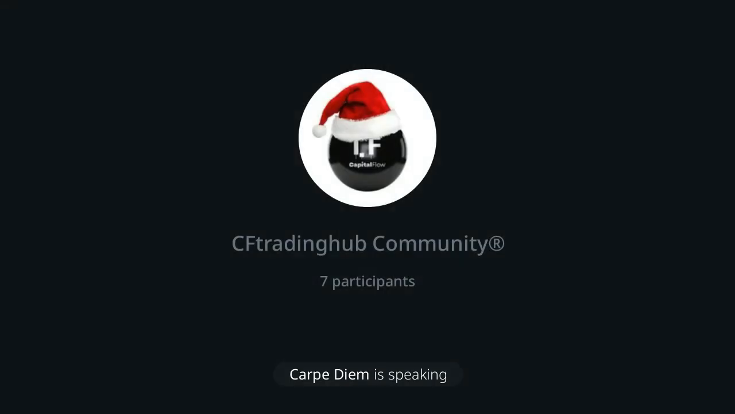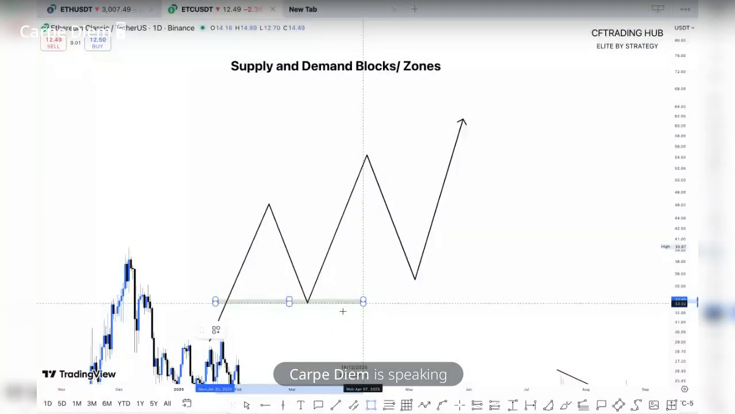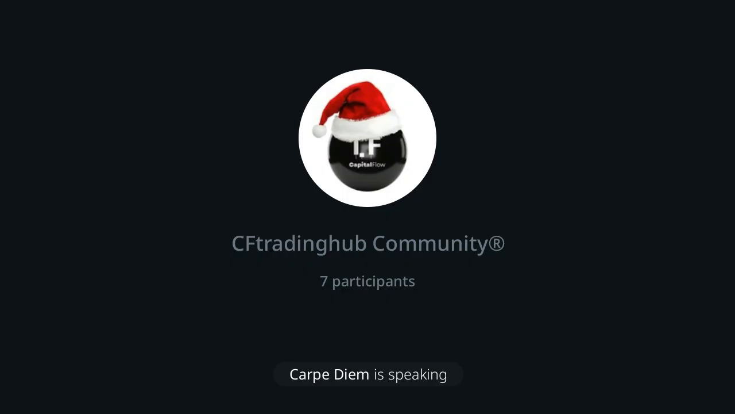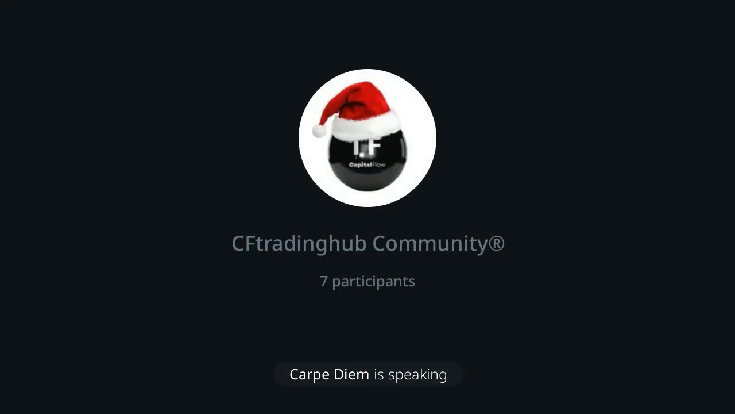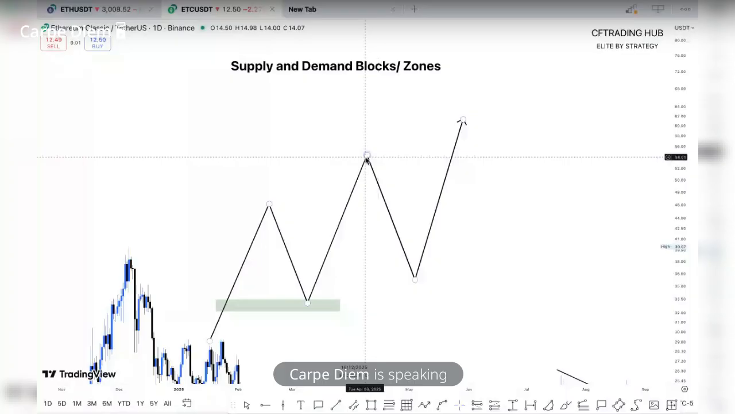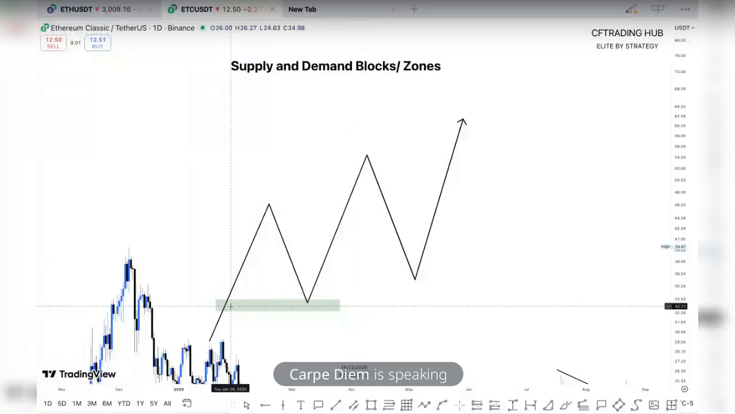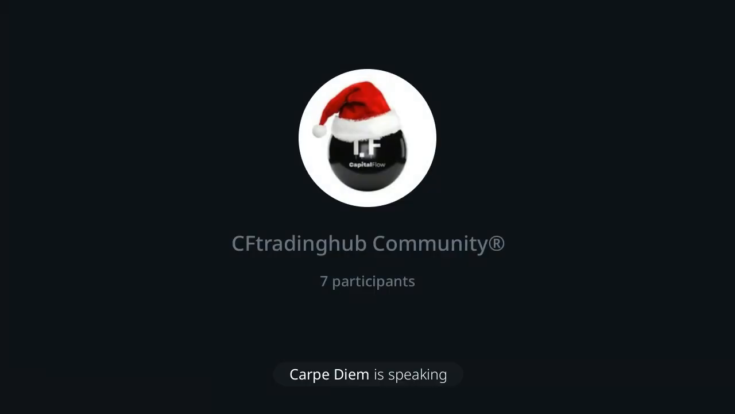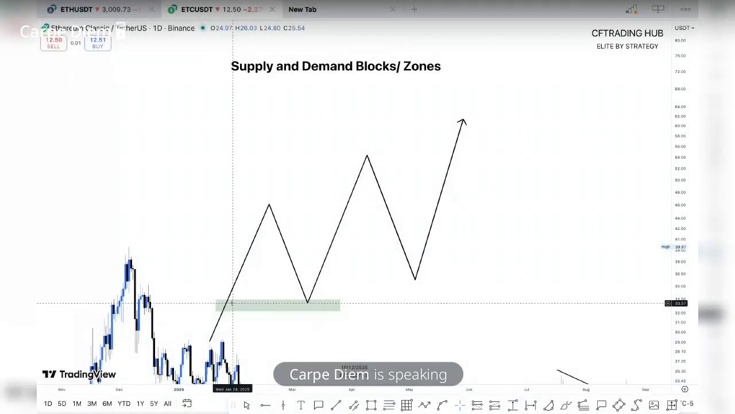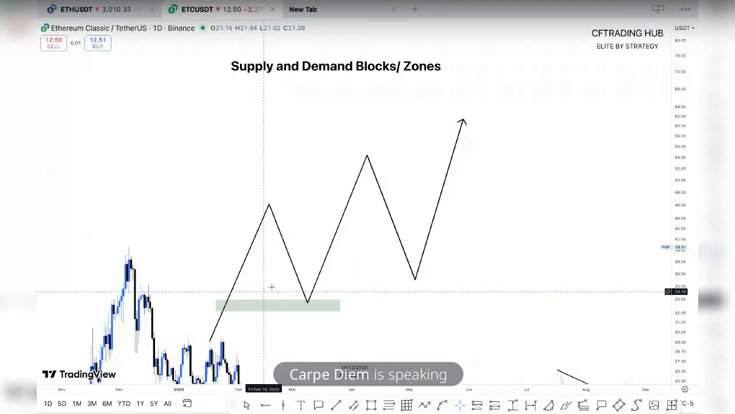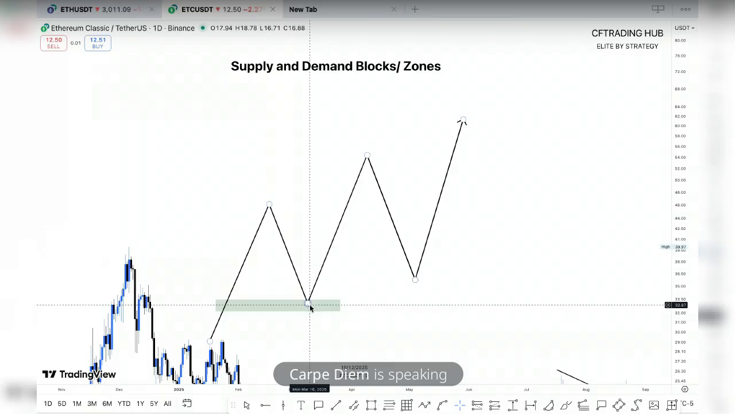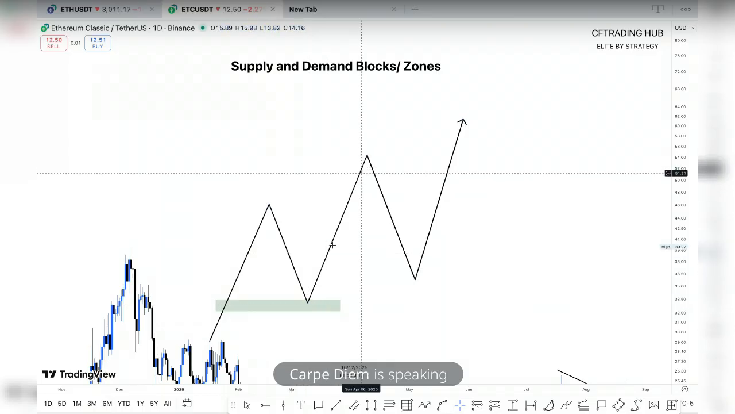So basically, whenever you see a rejection like this over here, that is a demand block. A demand block is a block that sponsors an impulse leg for an uptrend. We'll talk about what supply and demand blocks are later, so you don't need to know that right now. But a demand block is just a block where, whenever price reaches there, it starts buying. So it starts going up. And that is a demand block.